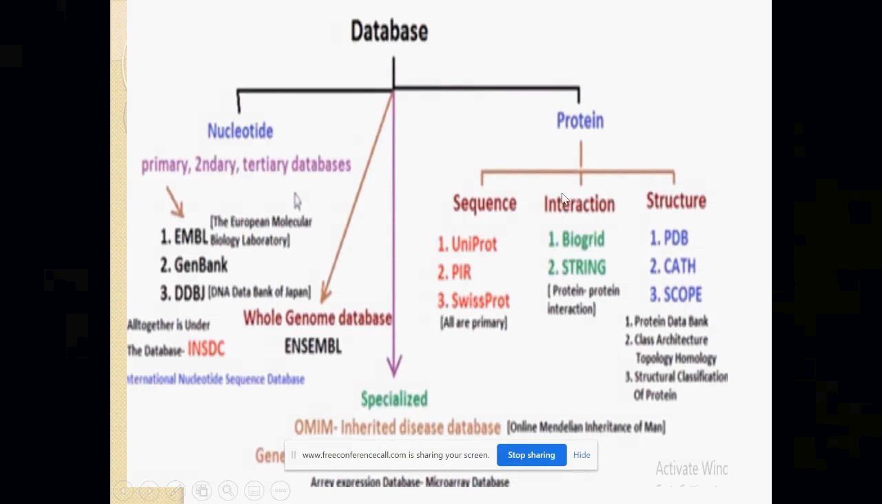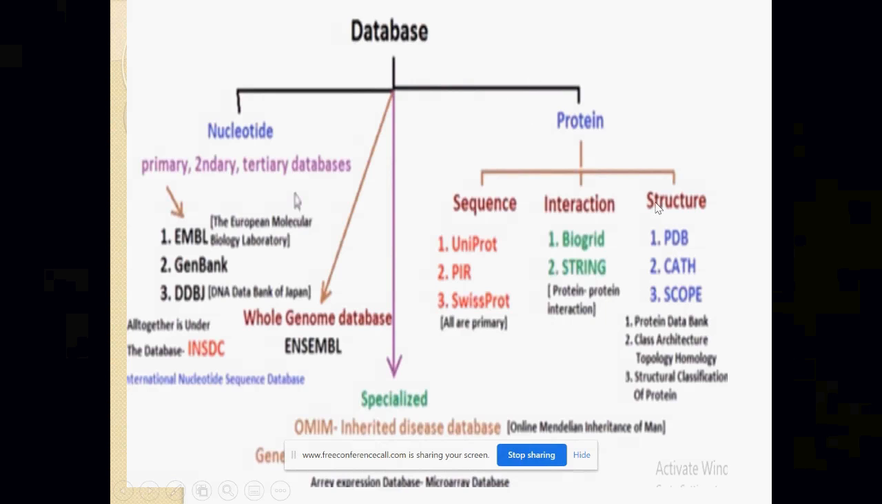And again, interaction database means to understand the interaction between one protein and another protein, or multiple proteins. There are databases like BioGrid and String. I will give you this lecture so that you can keep this classification in mind, and it will be very clear to you.